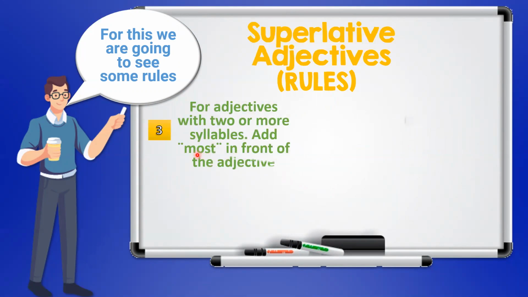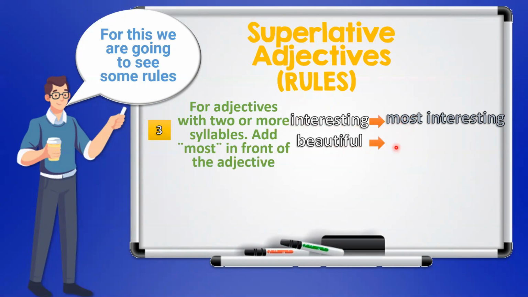Rule number 3, for adjectives with 2 or more syllables, add most in front of the adjective. Interesting, most interesting, because it has 3 syllables, so we're gonna add most. Beautiful, most beautiful. Beautiful, 3 syllables, so most.